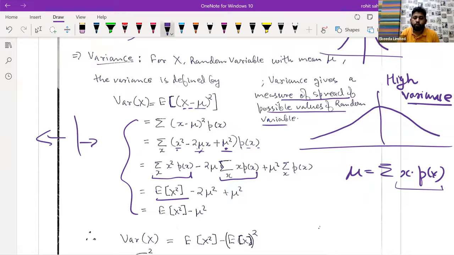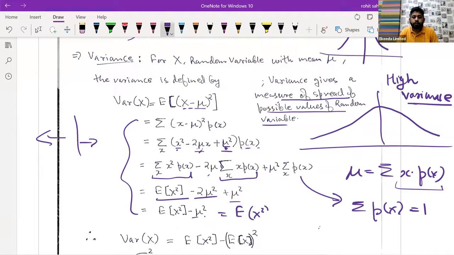So this becomes 2 mu square, mu into mu. And this is mu square, again a constant, and p of x. The summation of p of x is just 1. You have studied this, right? The summation of density overall is 1. So that becomes mu square. So it is minus mu square. And what is mu square? It is E of x square minus E of x whole square, because mu is E of x. Okay, so this is how you find your variance.